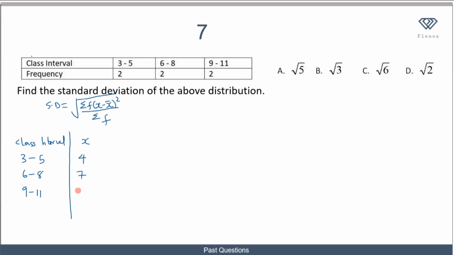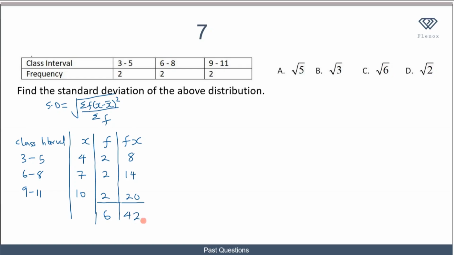I get 10. So now I've been given the values of my frequencies as what? 2, 2, and 2. So I know that the sum of my frequencies in this case is what? Is 6. So the next thing is to find the product of f and x so I can calculate the mean. So 4 times 2 gives me 8, 7 times 2 gives me 14, and 10 times 2 gives me 20. When I sum this together, I get what?